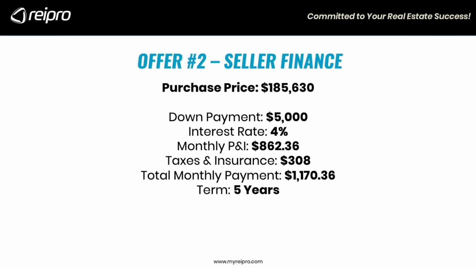Now, I did amortize this over a course of 30 years, but a term of 5 years, meaning we're going to make these payments to the seller. We have to cash them out. Whatever the balance owed at that particular time, we would need to go to the bank and refinance it. We could also sell the property at that time.